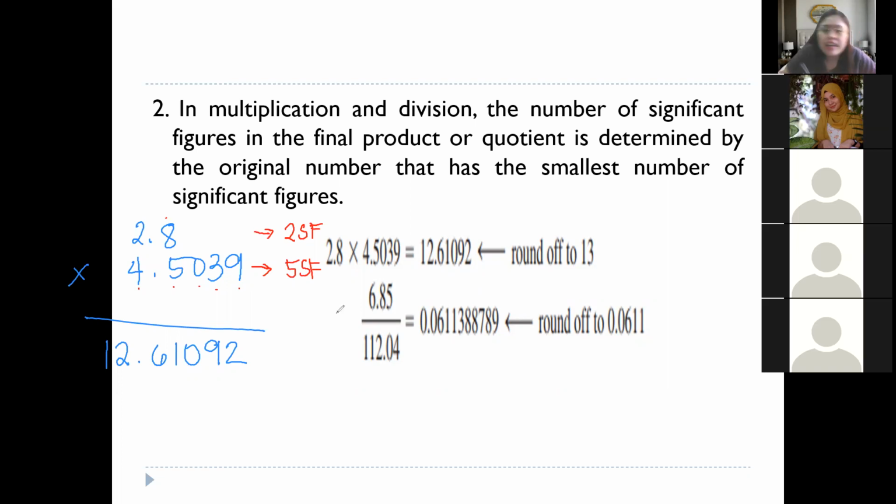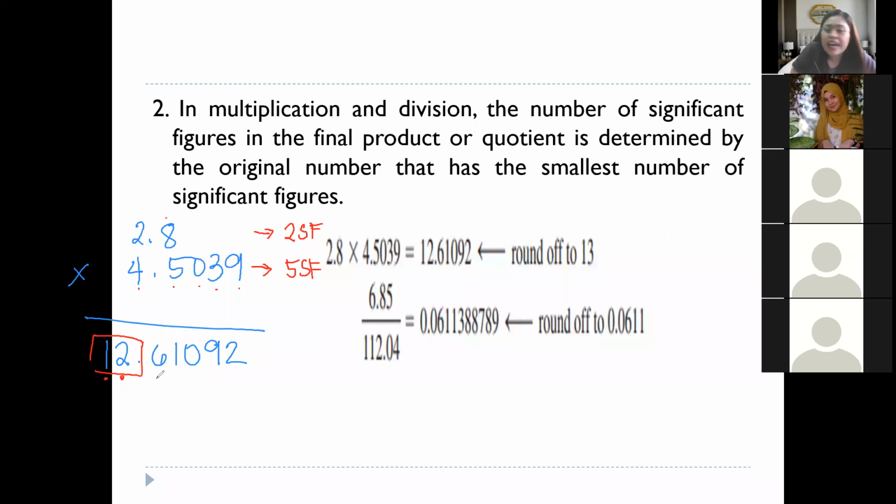So let's count, class. We have 1, 2. So the significant figures are correct, class. But in the final answer, what's that? Okay, we're correct here on the 2.